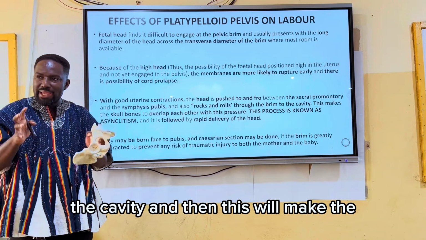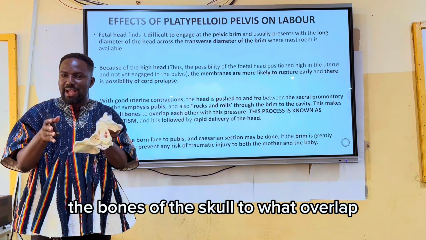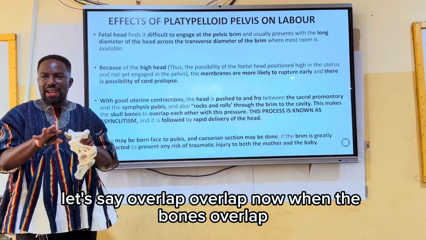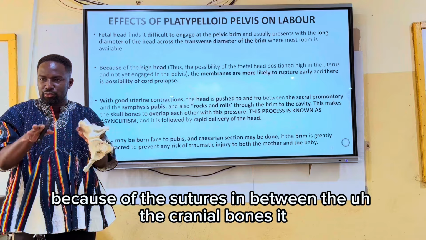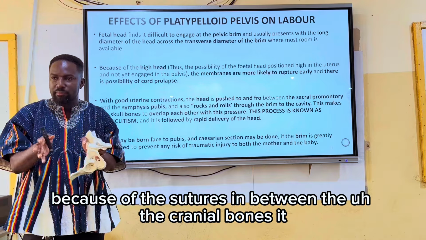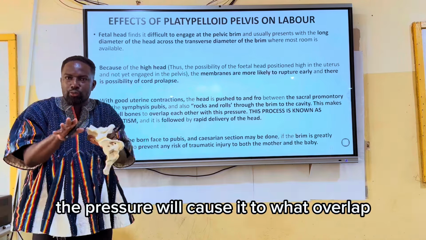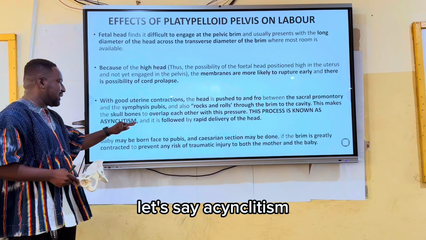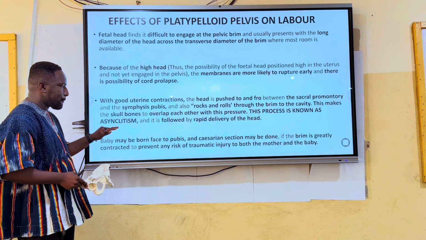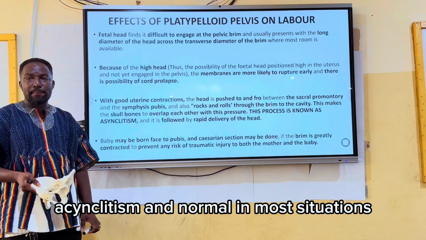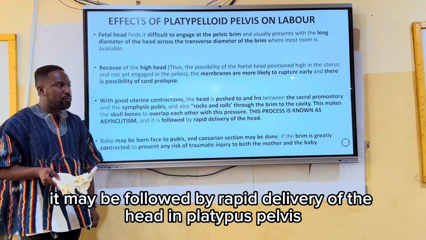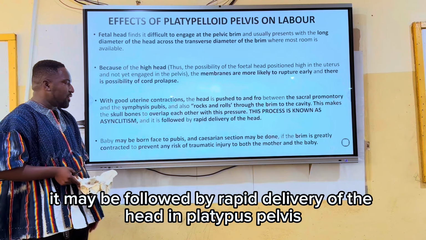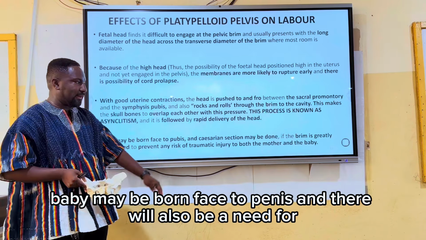And then this will make the bones of the skull overlap. When the bones overlap, because of the sutures in between the cranial bones, the pressure will cause it to overlap. And this whole process is called asynclitism. And normally, in most situations, it may be followed by rapid delivery of the head. In platypelloid pelvis, baby may be born face to pelvis.